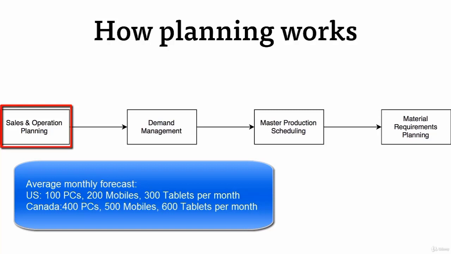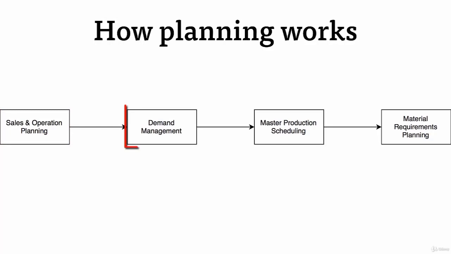So, in the US market, we'll produce 100 mobile phones, 200 PCs, and 300 tablets each month. On the other hand, in the Canadian market, there'll be 400 mobile phones, 500 PCs, and 600 tablets each month.